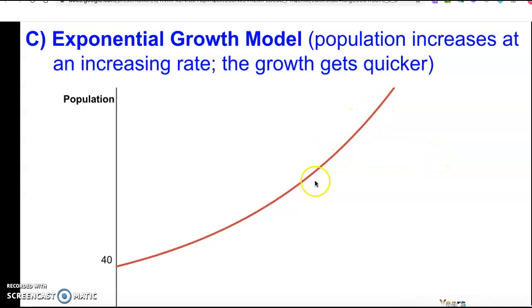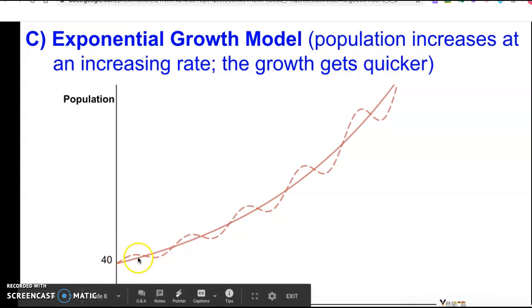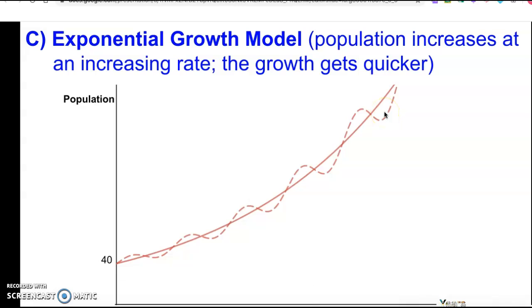And when you get to a certain point, like maybe around here, the curve kind of just takes off. And the population gets higher really, really fast. And that's just a characteristic of the exponential growth model. And once again, it might not just follow one smooth curve. It may fluctuate up and down a bit. So the dashed line may be a bit more realistic with the fluctuations there, but it's still generally increasing at an increasing rate.